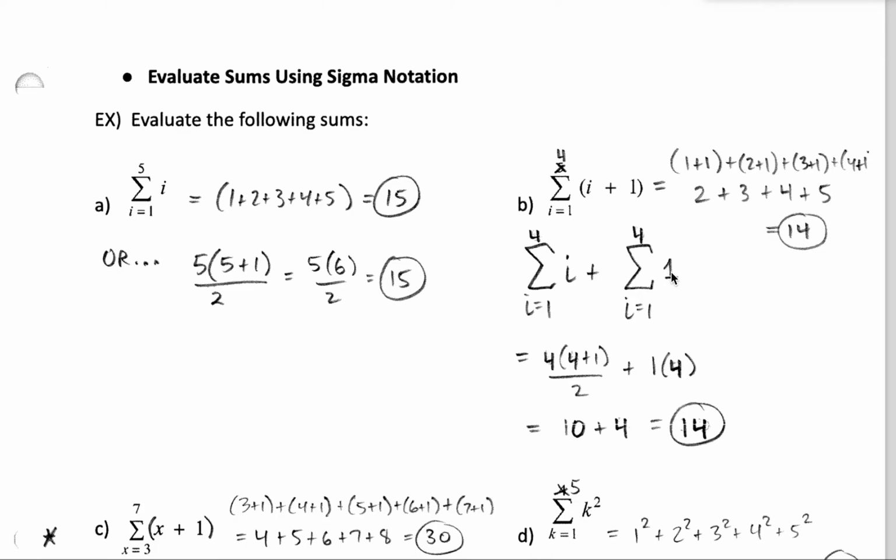Here we have our constant rule. We could say this is 1 4 different times, 1 plus 1 plus 1 plus 1. Or we can use the shortcut and multiply that constant by our last number, so 4 times 1. So we got 10 plus 4 giving us 14 there.